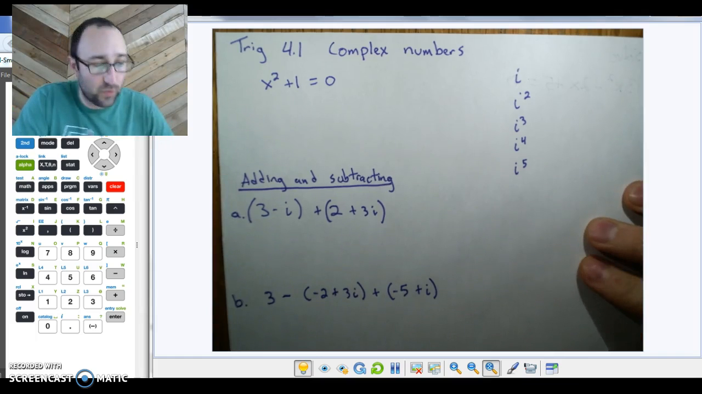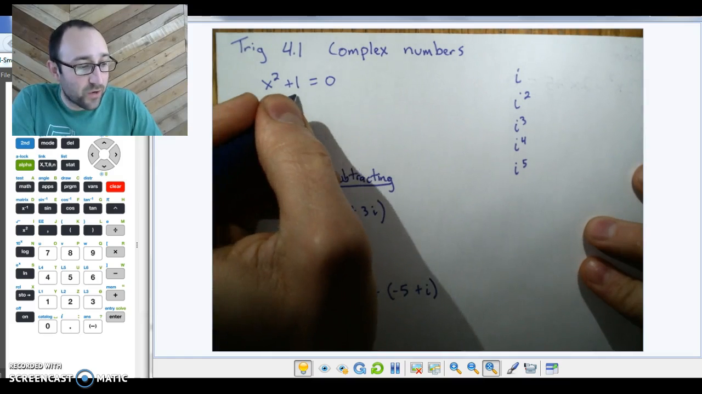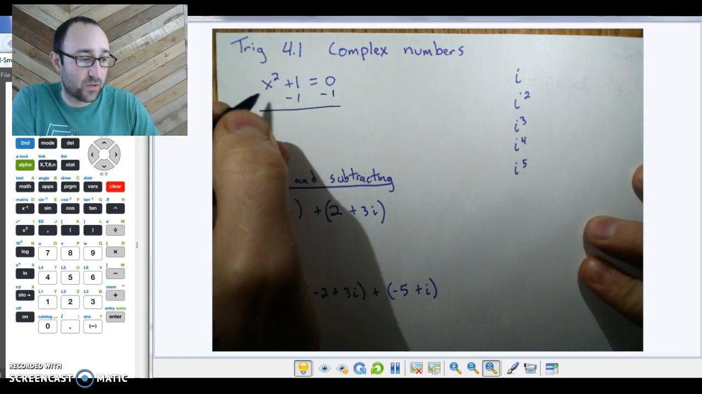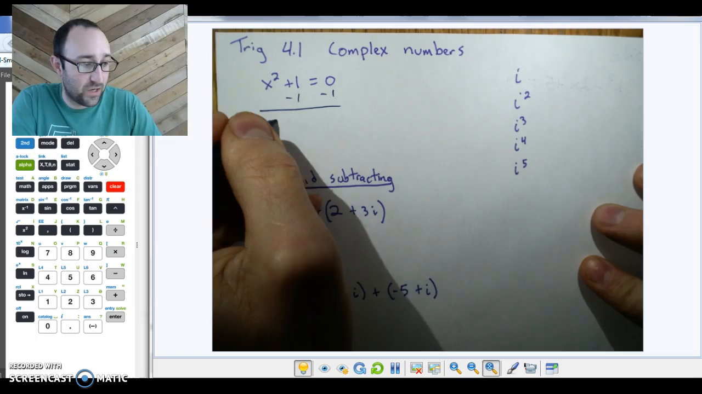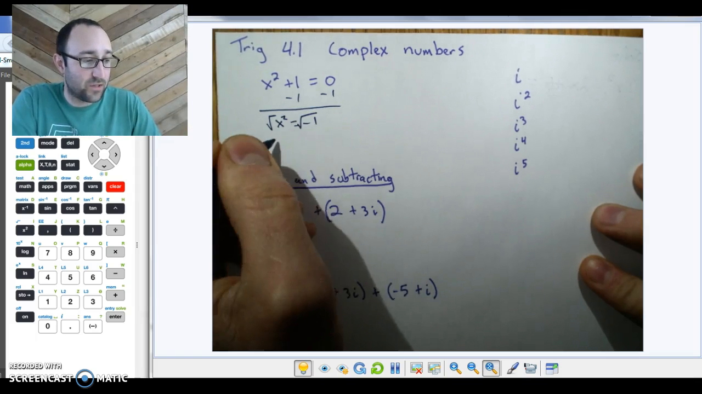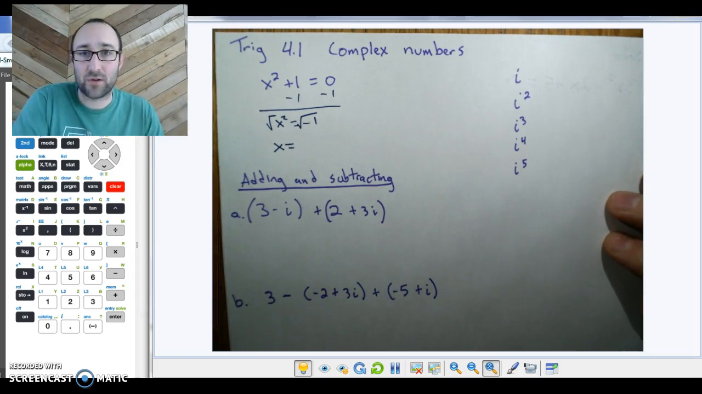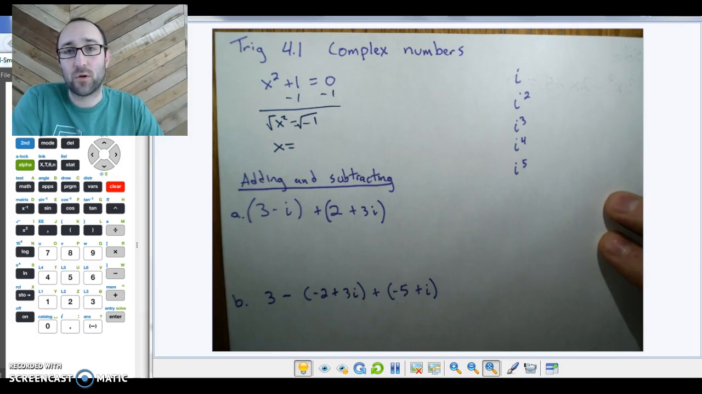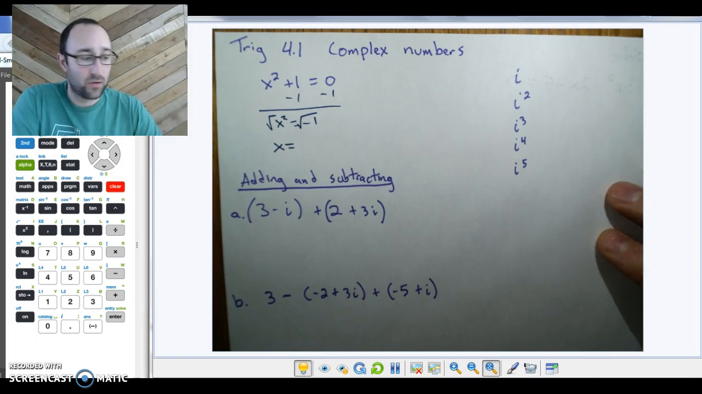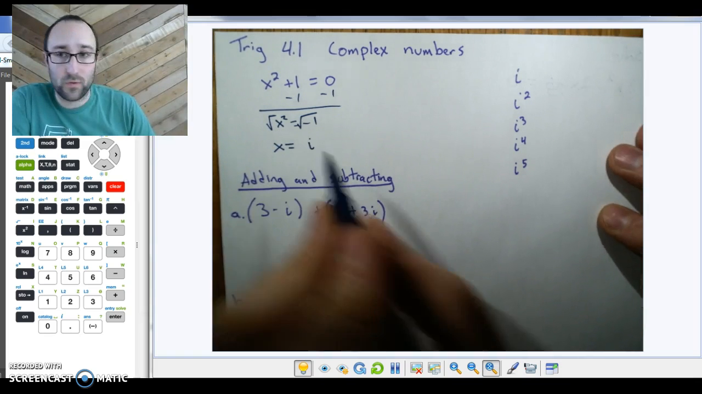So up to this point you only know real numbers. If you're given a problem like this, x squared plus 1 equals 0, you try and solve it just like you normally would. Subtract 1 from both sides, you get x squared equals negative 1. Take the square root of both sides, and you get x equals the square root of negative 1. If you try and type that in your calculator, it will not give you a real answer. Depending on your calculator, it might say error, or it might say it equals i. i is the square root of negative 1.